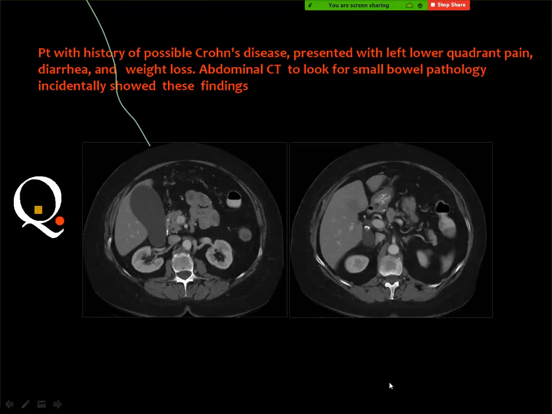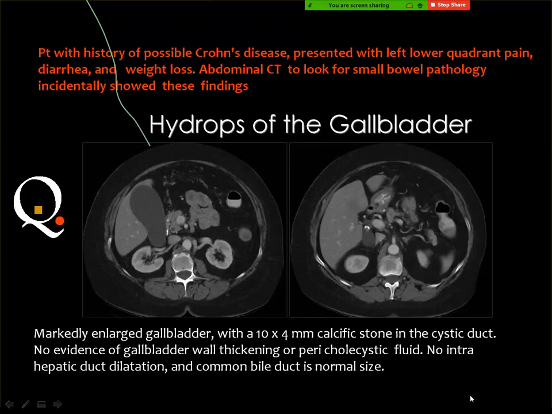There is a stone in the cystic duct. Yes, there is a mucous stone in the cystic duct with distension of the gallbladder, known as gallbladder mucocele or hydrops of the gallbladder.